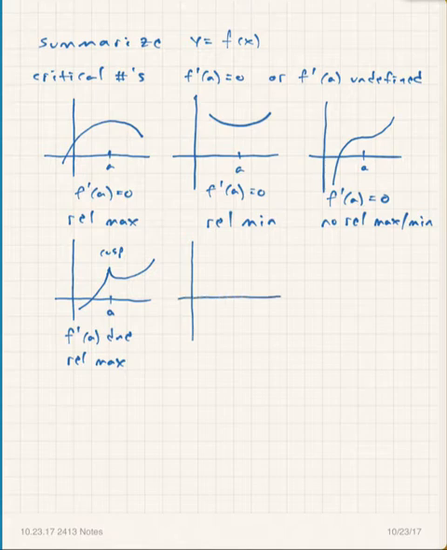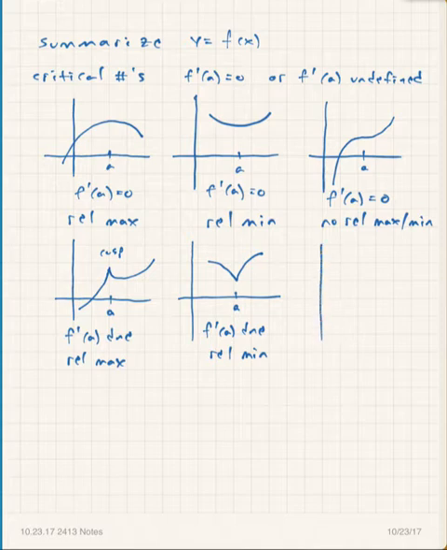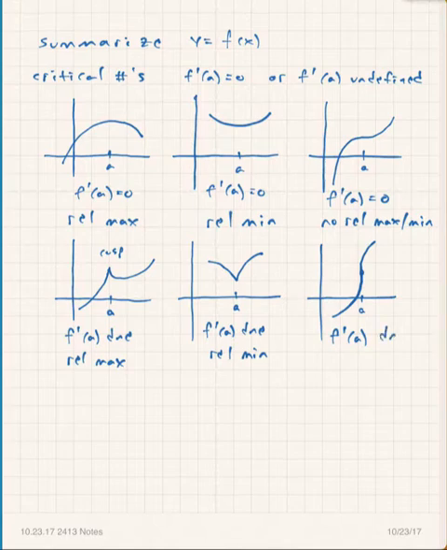This next graph, and at that point, at x equals a, again, f prime of a does not exist. And here you have a relative minimum. And then, obviously, you could have a vertical tangent line like so, right, at a. And in that situation, f prime of a does not exist either. And no relative max or min in that case. No relative maximum or minimum.